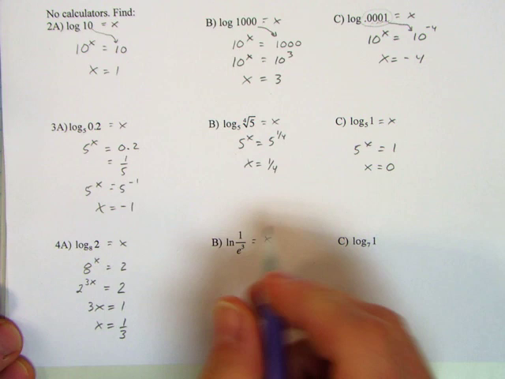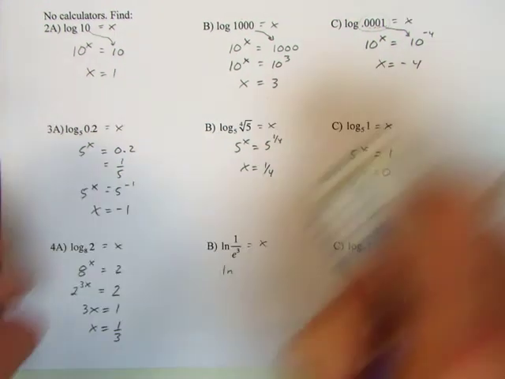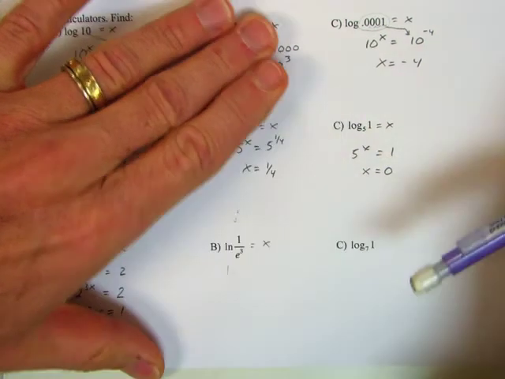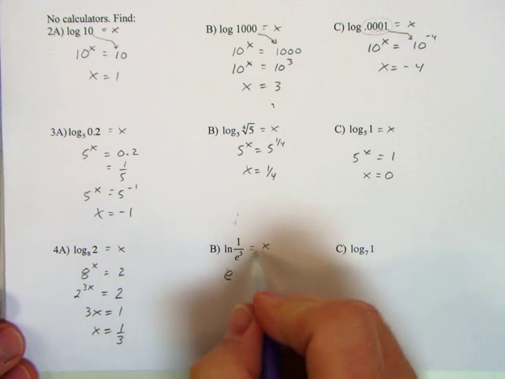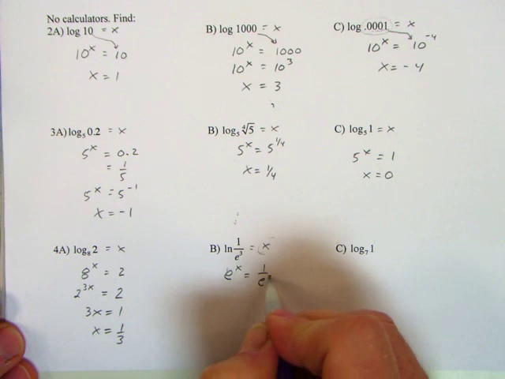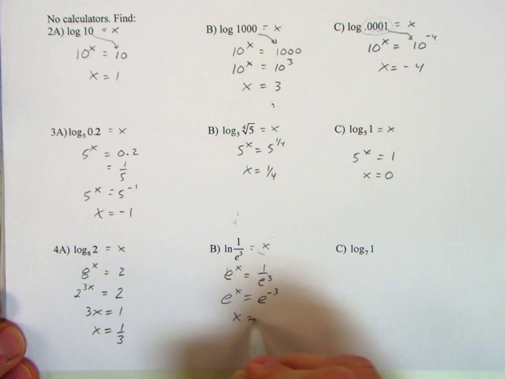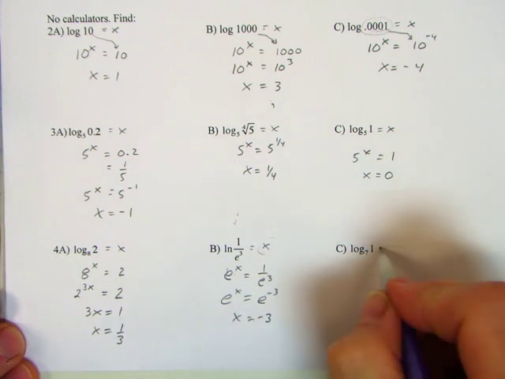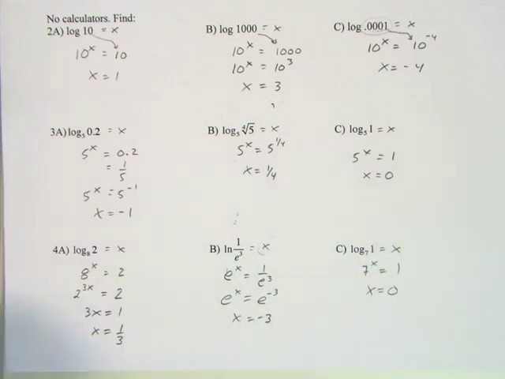Set it equal to x. So we have ln. Actually, let me just start transforming it. We have e, the base of the natural log, to the exponent x, equals 1 over e cubed. And that can be written as e to the negative 3. So x equals negative 3. And the next one, 7 to the x equals 1. It's just like the one that came above it. You just want to be thinking about that and make sure that you can deal with that.